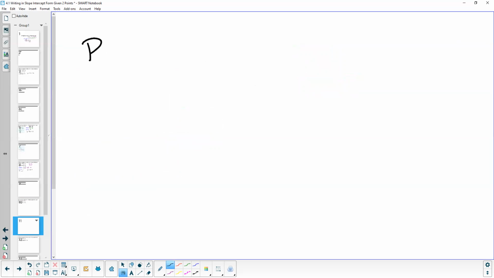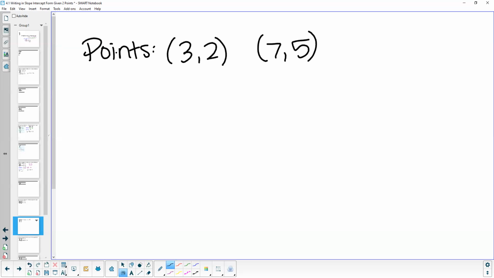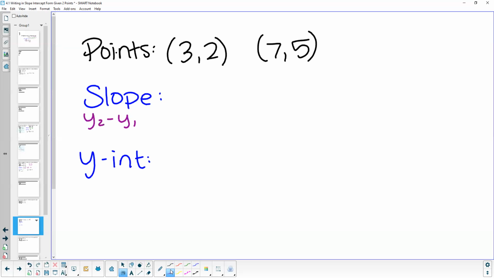So what if we were given 2 points, and the points that we were given here ended up being the points (3, 2) and (7, 5)? What are we going to do then? Well, we can actually still find the equation of the line in slope-intercept form given just these 2 points. Now, we still need to find those 2 things: we need to find our slope and we need to find our y-intercept. In this case, these are both going to require some calculations for us. To find that slope, we are still going to use that y2 minus y1 over x2 minus x1. So let's go ahead and start there.